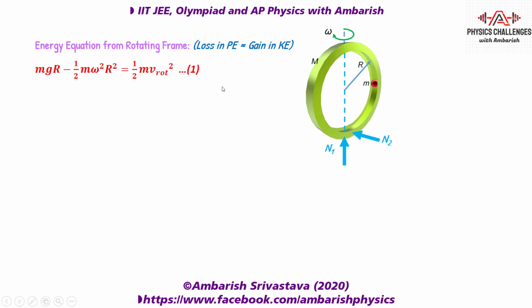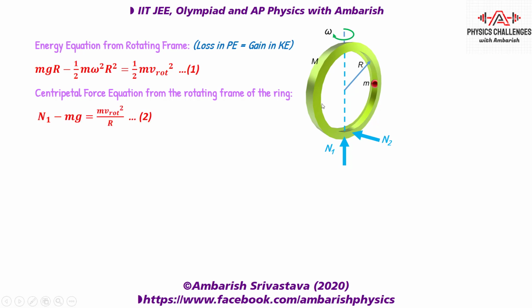Alright, now what about the centripetal force equation from the rotating frame? If you look at the rotating frame, the ring appears to be stationary, and at the bottommost point the vertical acceleration of the bead appears to be simply v square by r. So the centripetal force equation will be N1 minus mg equals m v rotating square divided by r. There are no pseudo forces in the vertical direction because the ring is rotating about the vertical axis.